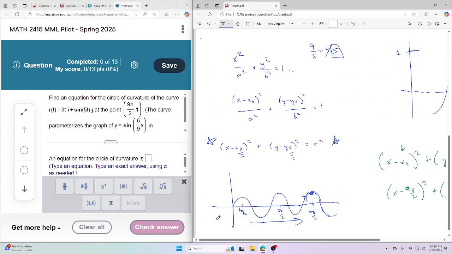So back to the formulas. Actually, I have my formula book here. Hold on. I'm stuck in Cal 1 right now. Thank you. Let me erase some of this.